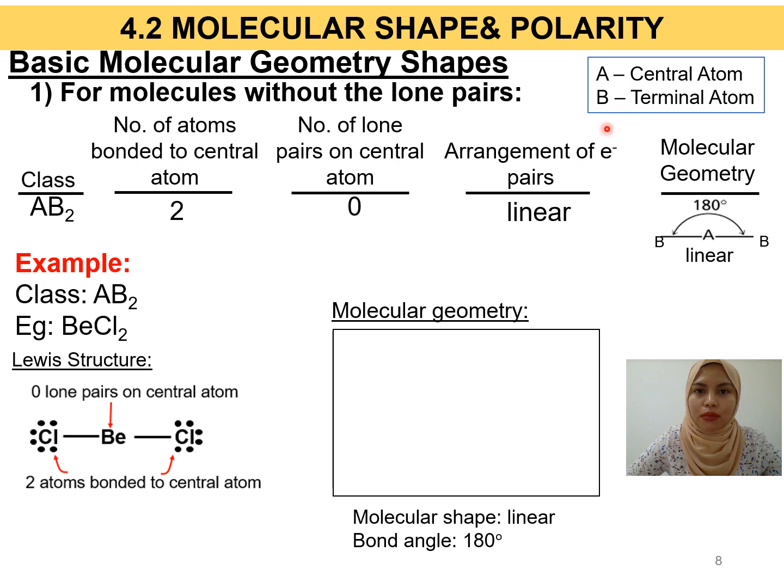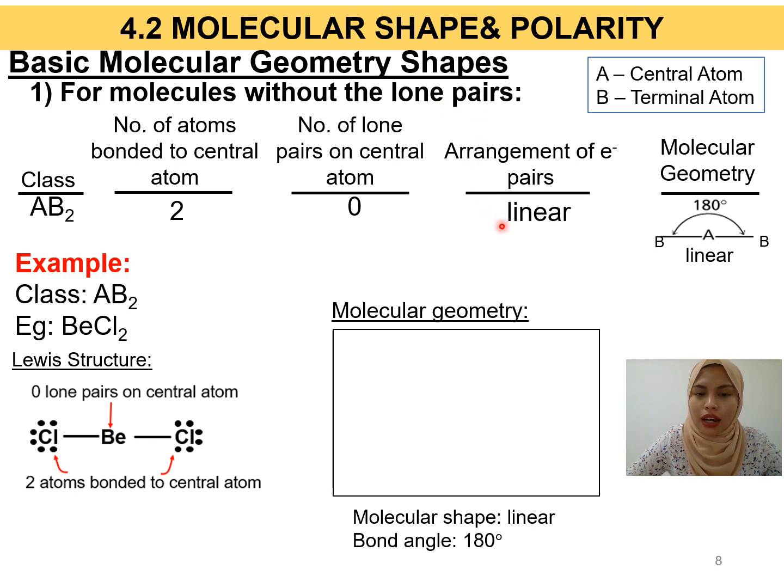So some buku rujukan dia bagi tahu terminal atom ni with symbol X, tak kisahlah simbol X ke D, E, F ke sekalipun, tetapi the key point here is if let's say your molecule hanya ada satu central atom, dua terminal atom, tiada langsung central atom tu dia punya lone pair, makanya dia punya shape of the molecule akan ada basic molecular geometry shapes of linear.